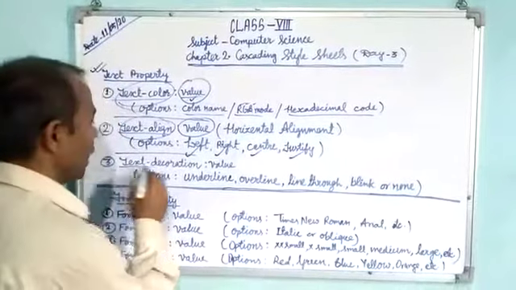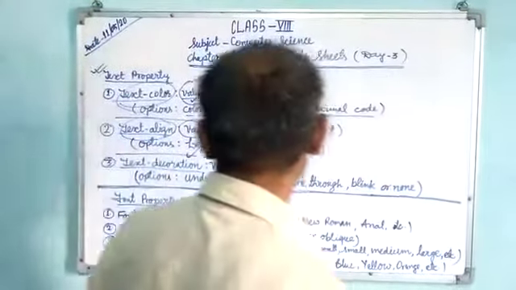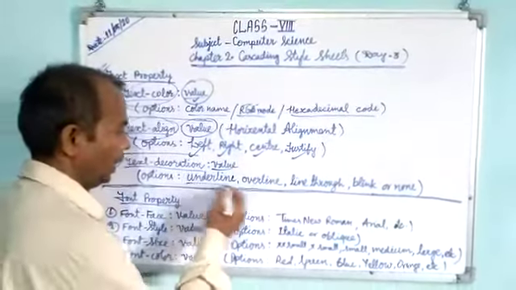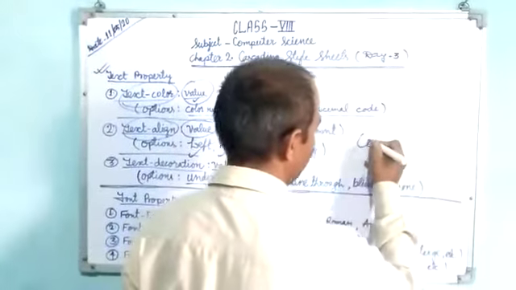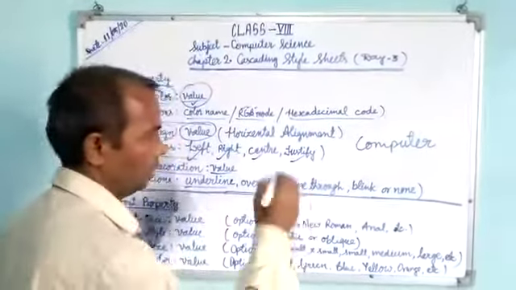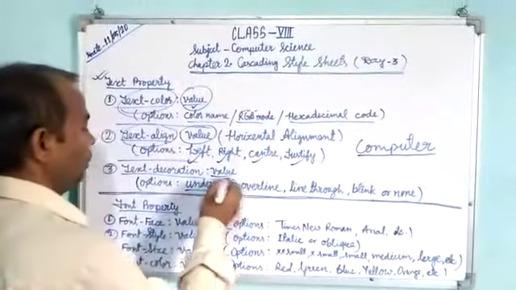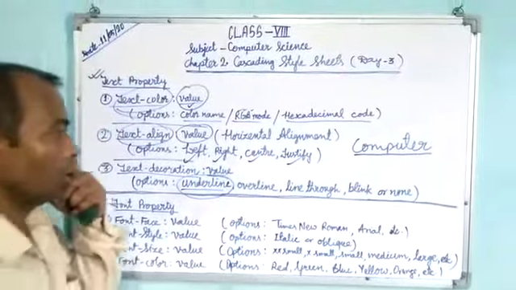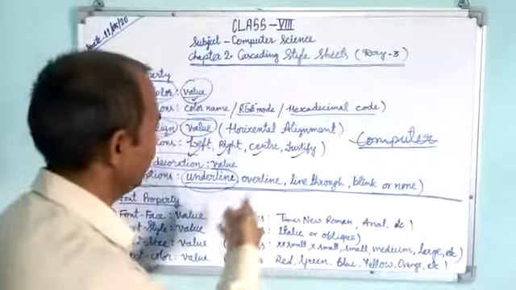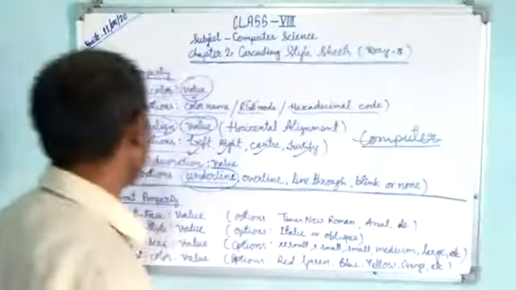Next one is text decoration. If we want to decorate the text more effectively, we again put a value here, such as underline. Say one of the terms written here is computer, and we want to draw a bold line under the word computer. So we choose underline. The options are underline, overline, line-through, blink, and none. Like that we can do text decoration so that it becomes more effective.